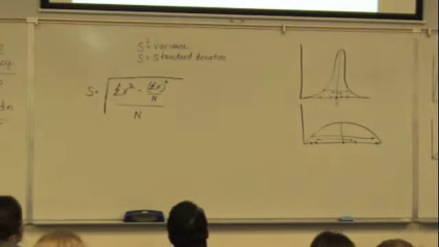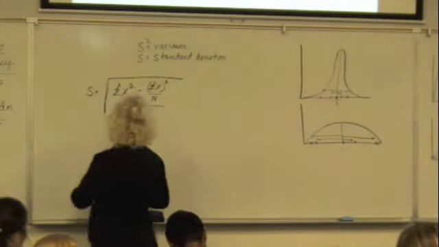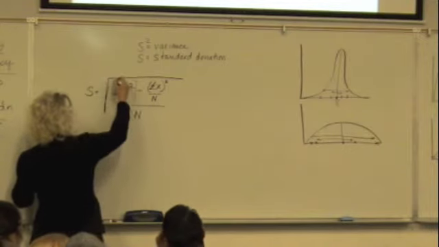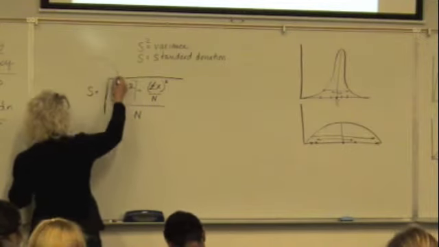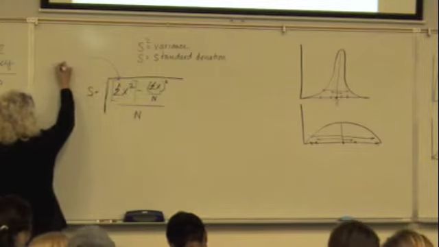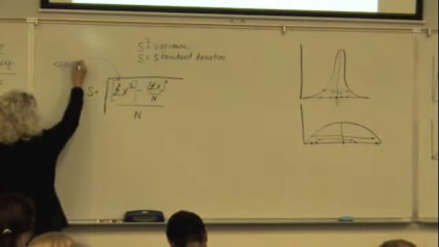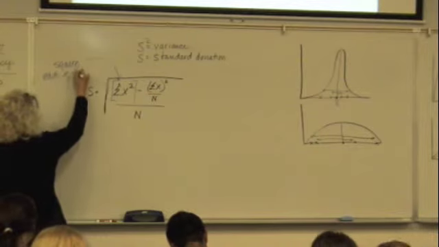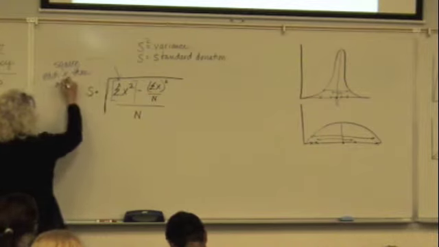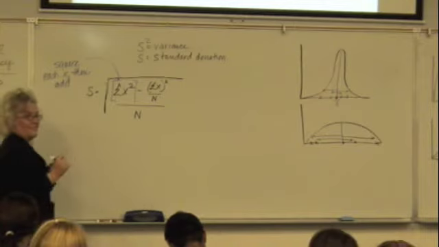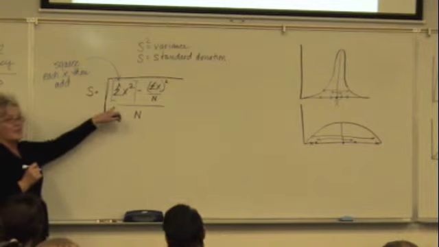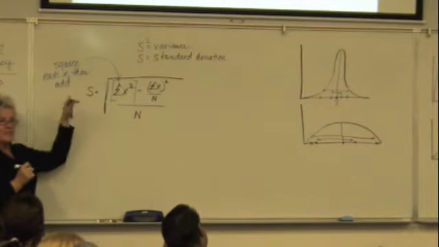That's a different color pen here. This one, in the first set of brackets, says square each x, then add. Can you see that? I know sometimes it's difficult to see. So the square is on the x. So you square it first, then add them.